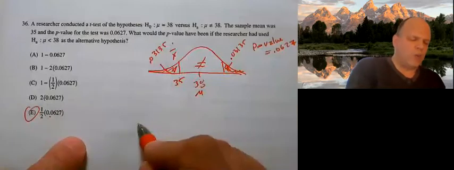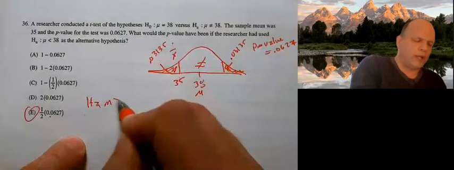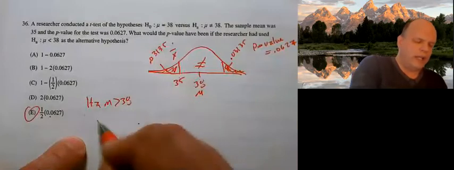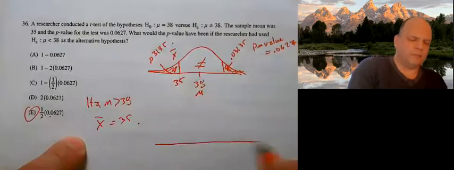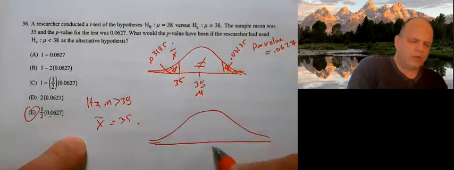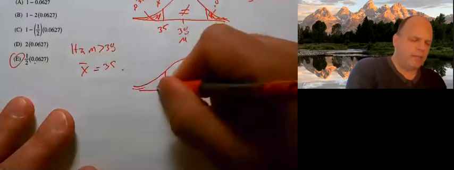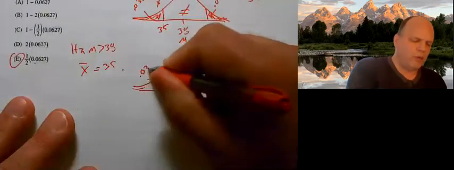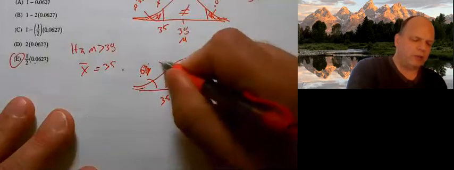But let's check this out. What if they had done a greater than, HA for mu greater than 38, and they still had an X bar equal to 35? Had they done that, we still would have had our mean of 38. We still have a 35 here. This is my X bar.